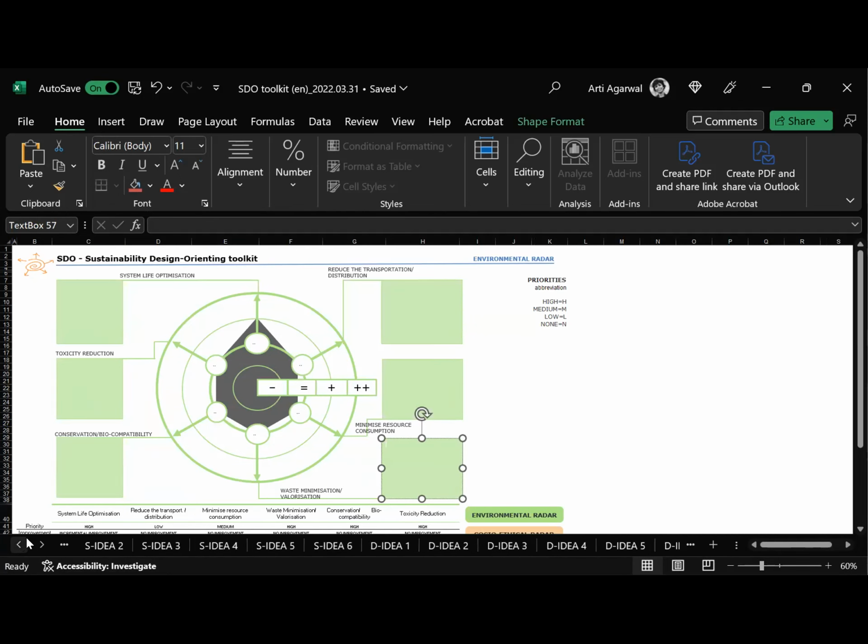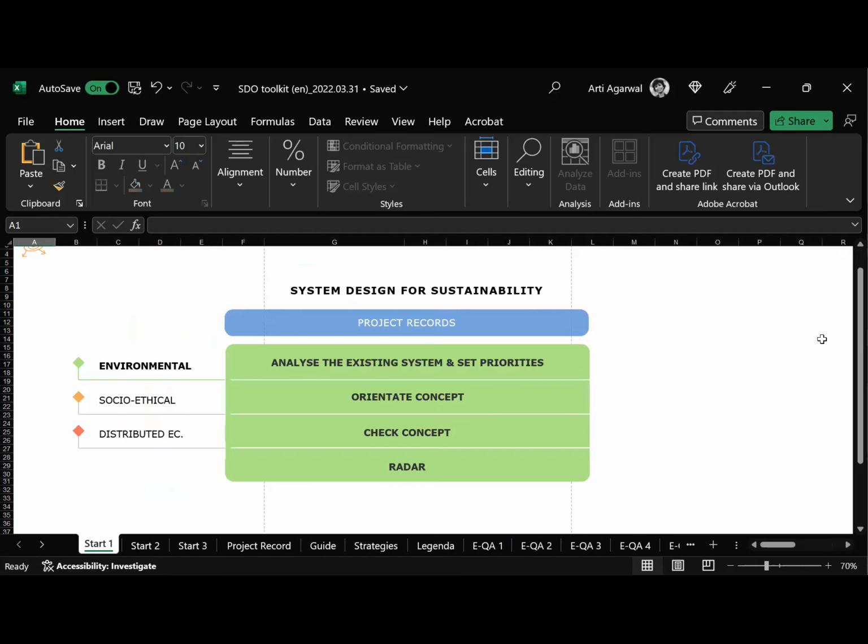So this is the new toolkit, which is Microsoft Excel based, and it works like the one shown in the lecture slides. The basic purpose, the criteria, the basic layout, everything is the same. It's just a different interface because it is Excel based and uses different software.